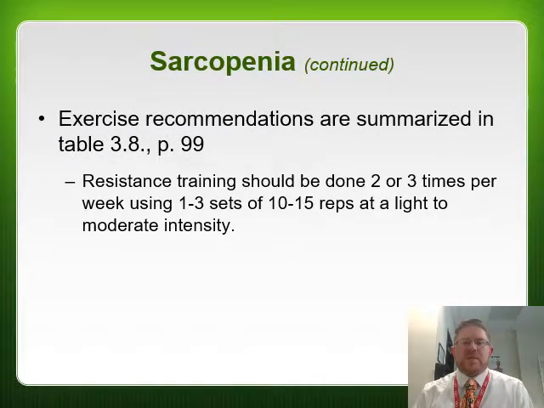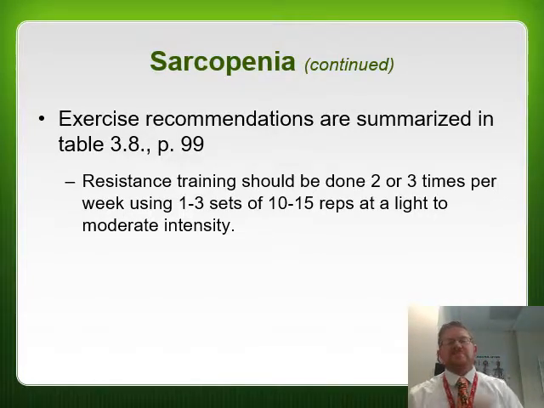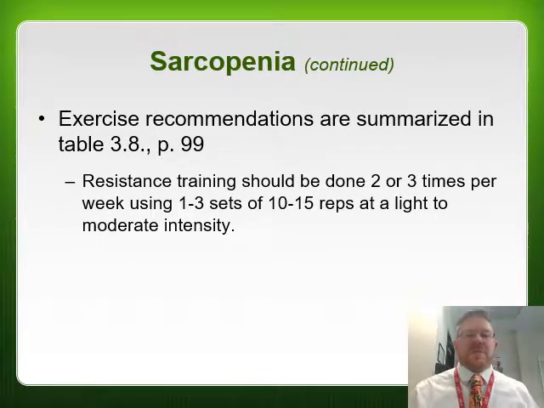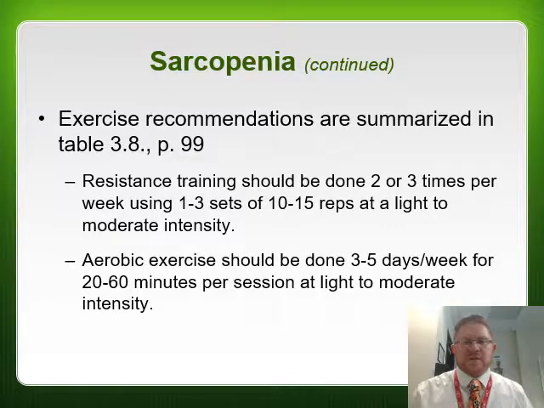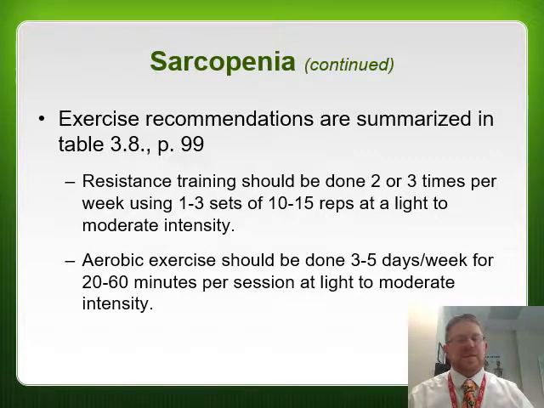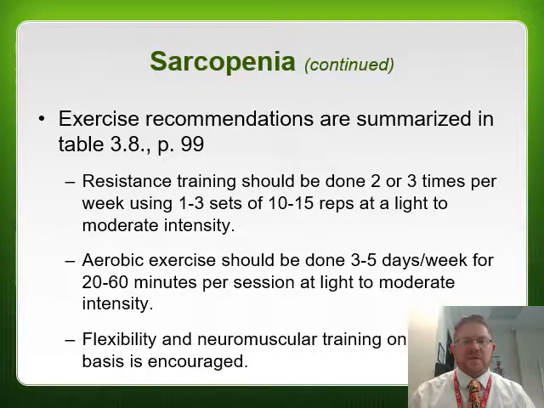2 to 3 times a week, 1 to 3 sets, 10 to 15 reps. So that's more like that muscular endurance range, but that's going to help us get a little growth there, a little more functionality, light to moderate intensity. Aerobic exercise, 3 to 5 days a week, 20 to 60 minutes per session, light to moderate intensity. Again, 20 to 60 minutes. It's all on how much they can actually tolerate. We want to get closer to that 150 minutes a week. That's usually the general recommendation. That's usually the same, and you'll see that amongst a lot of the different conditions we talk about this month. Flexibility and neuromuscular training on an individual basis is also encouraged.